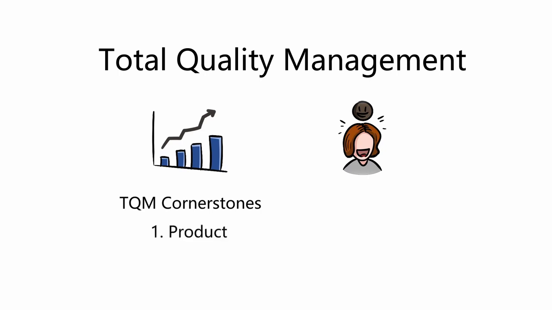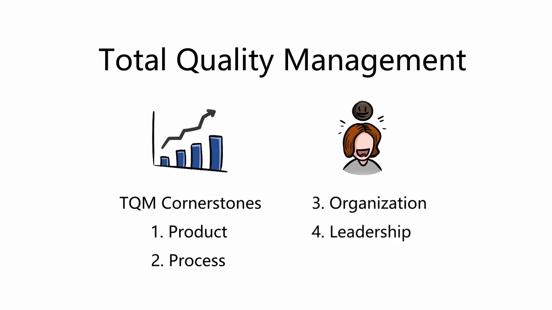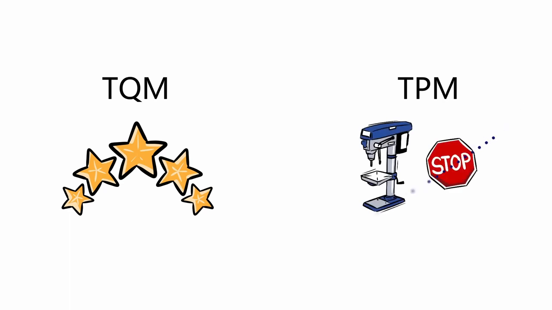1. The product. 2. The process that allows the product to be produced. 3. The organization that provides the proper environment needed for the process to work. 4. The leadership that guides the organization. 5. Commitment to excellence throughout the organization. In other words, TQM focuses on the quality of the product, while TPM focuses on the losses that impede the equipment used to produce the products.